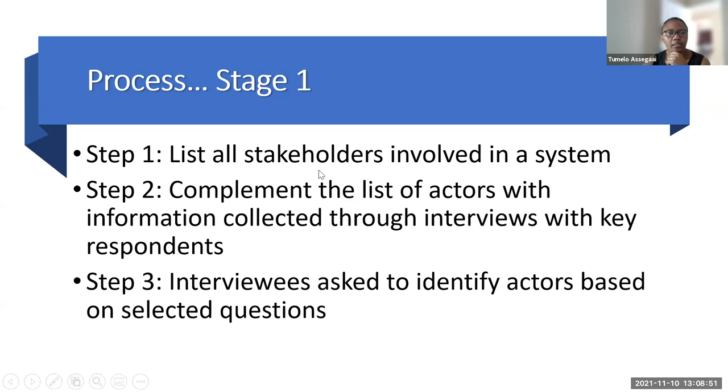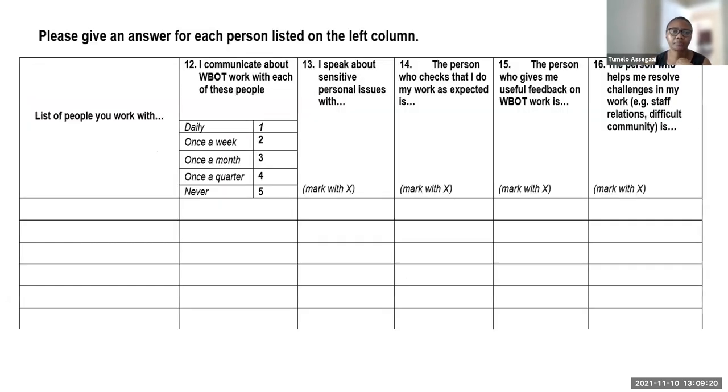In a bit more detail, under stage one, you list all the stakeholders involved in a system. You complement the list of actors with information collected through interviews with key respondents. This is when you want to understand why certain people interact in a certain way, so you do interviews to get narratives from people that are part of your research. Step three, the interviewees are asked to identify actors based on the selected questions.